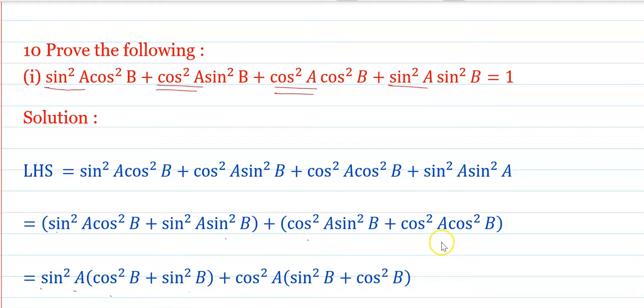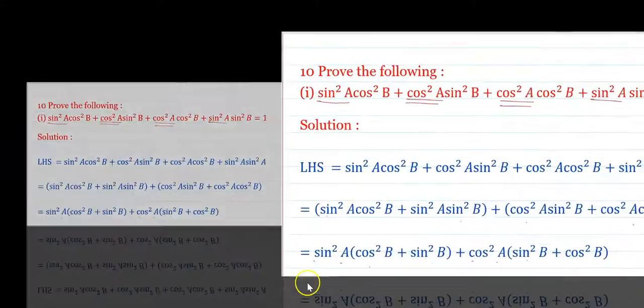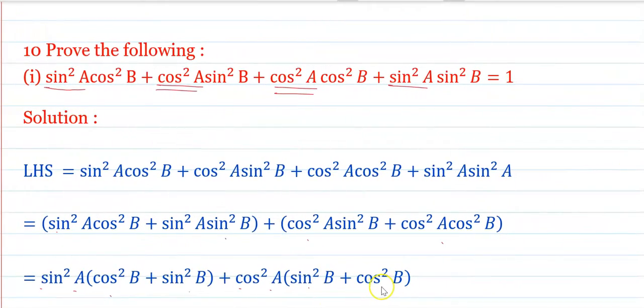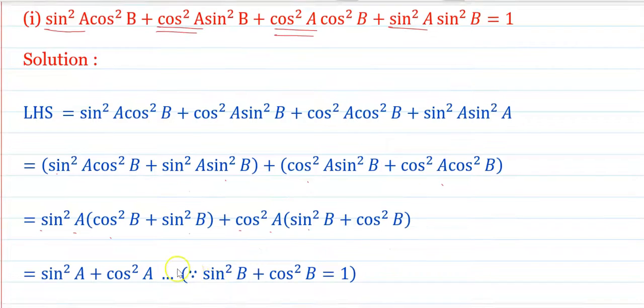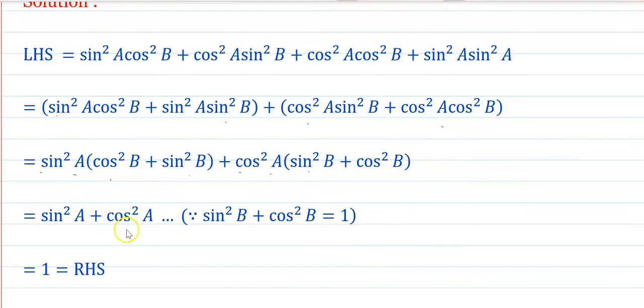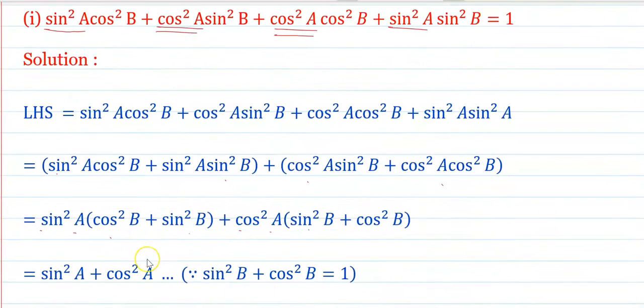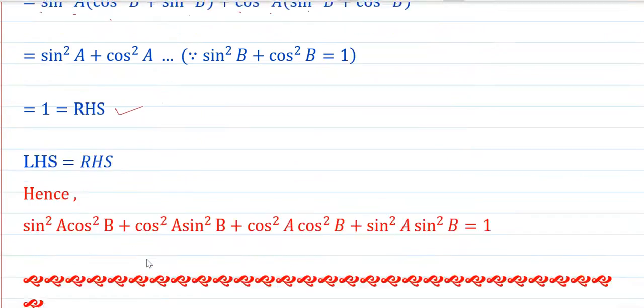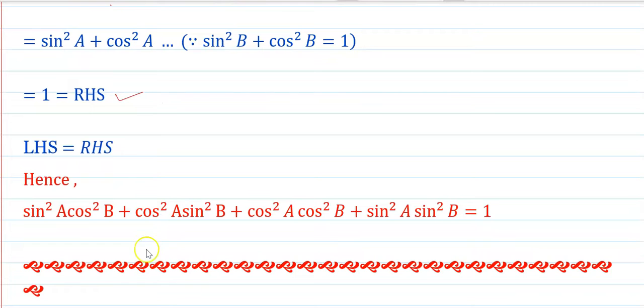Next, from these two terms we take the common cos²A. Then in the bracket you will get sin²B + cos²B. But sin²B + cos²B is 1. Next, sin²B + cos²B is also 1. And the next, sin²A + cos²A is also 1, and hence that is equal to RHS. Hence LHS equals RHS, and hence the result is proved.